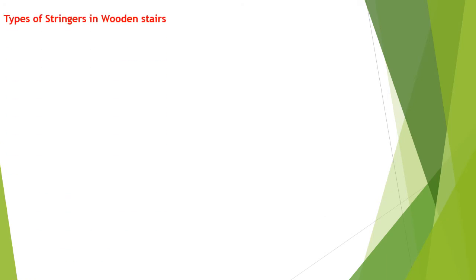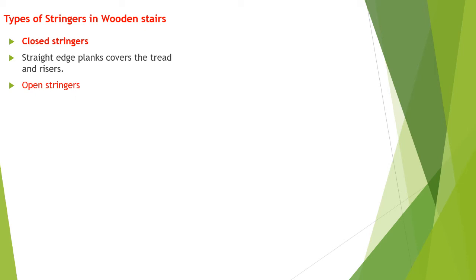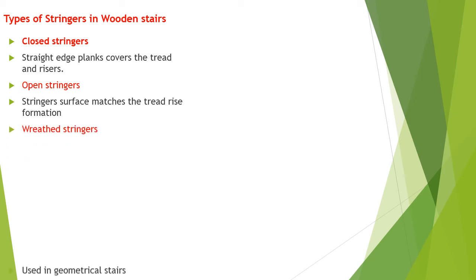Types of stringers in wooden stairs: closed stringers. Straight-edged planks cover the treads and risers. Open stringers. The stringer surface matches the tread and rise formation. Weathered stringers are used in geometrical stairs.